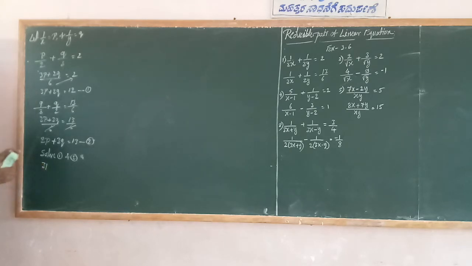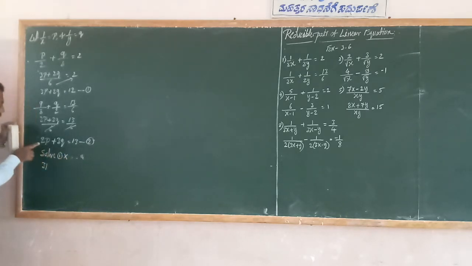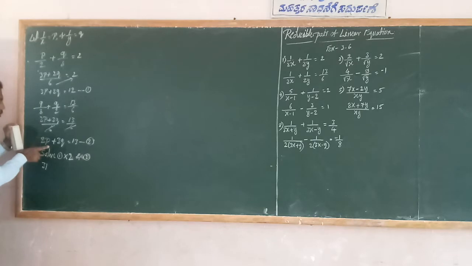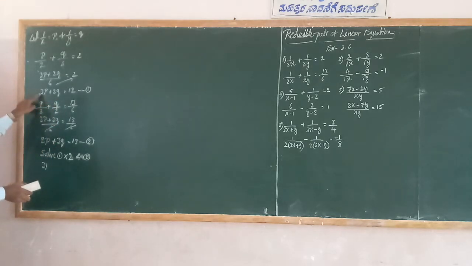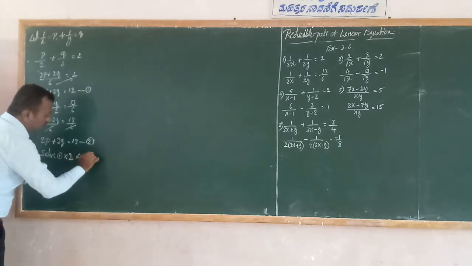So here, what is the first equation? 3p. See, look at the first and second equations. The p term is there and the q term is there. The p and q coefficients are never equal. Therefore, we have to make them equal. That's why we have to multiply the first equation and the second equation. The coefficient of p is 2, therefore the first equation we have to multiply by 2, and the second equation by 3.